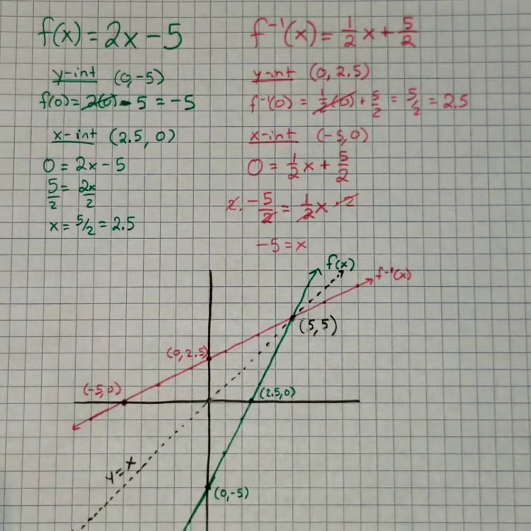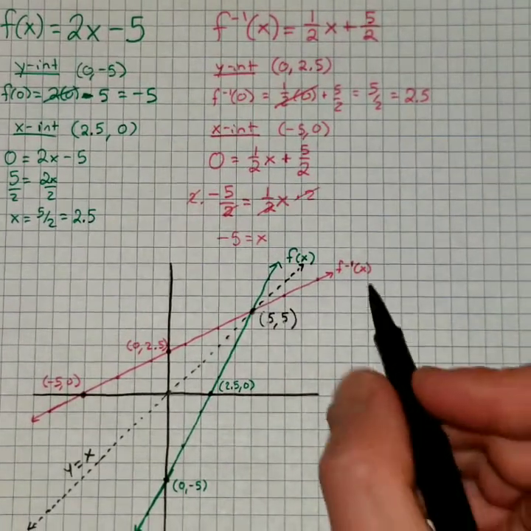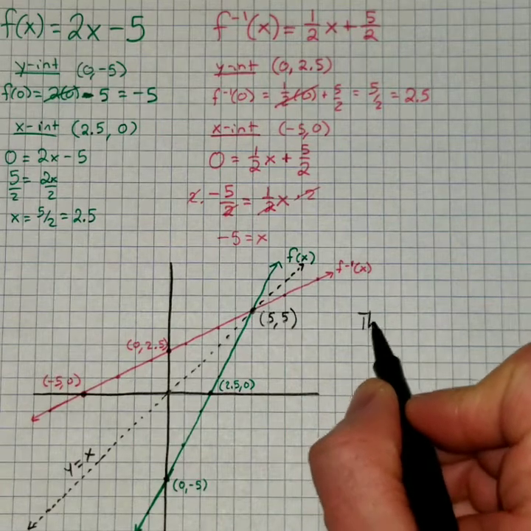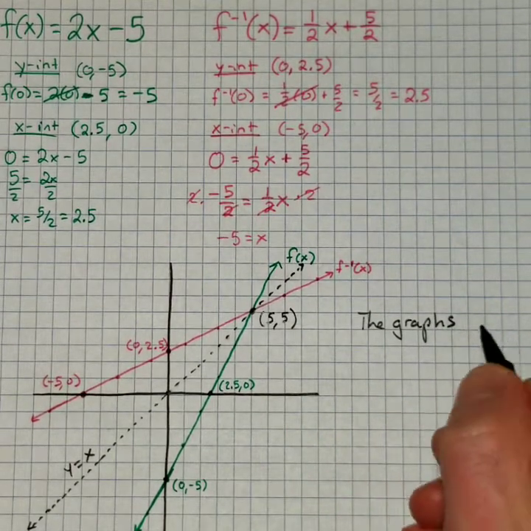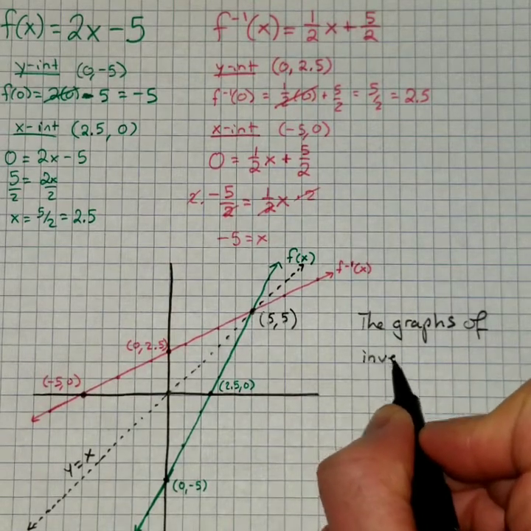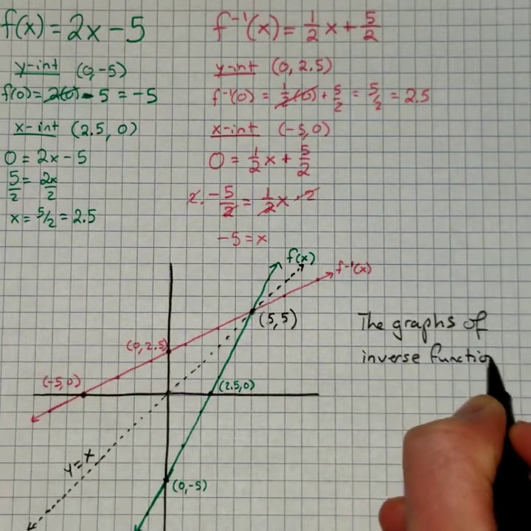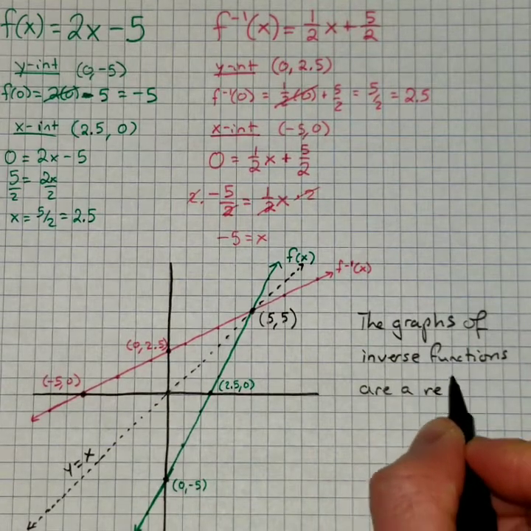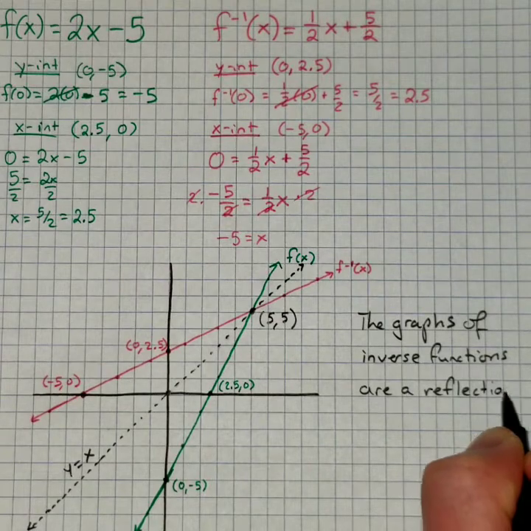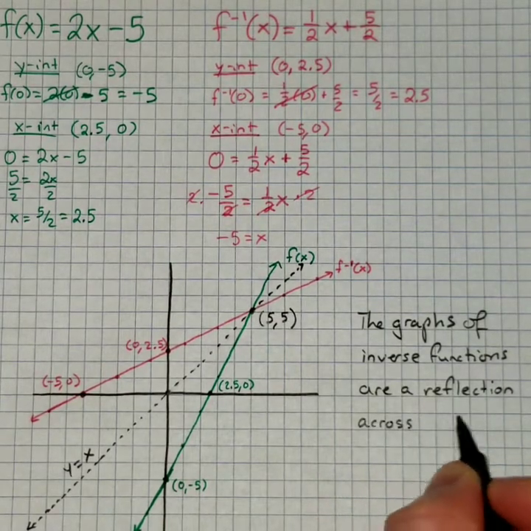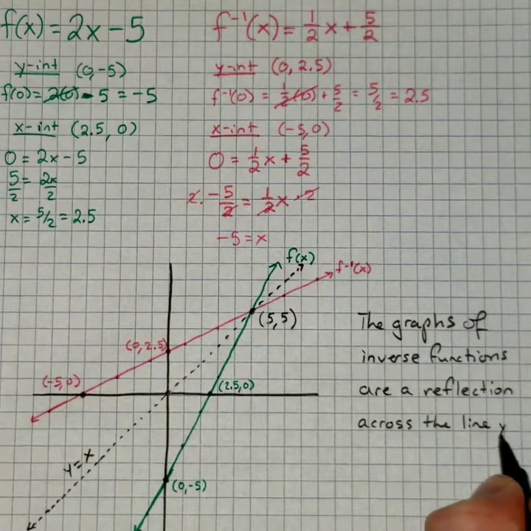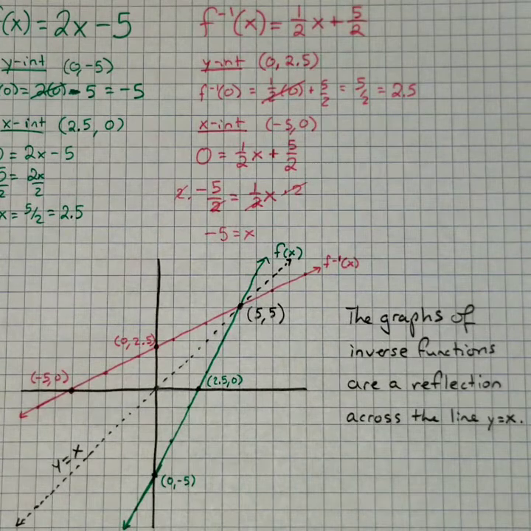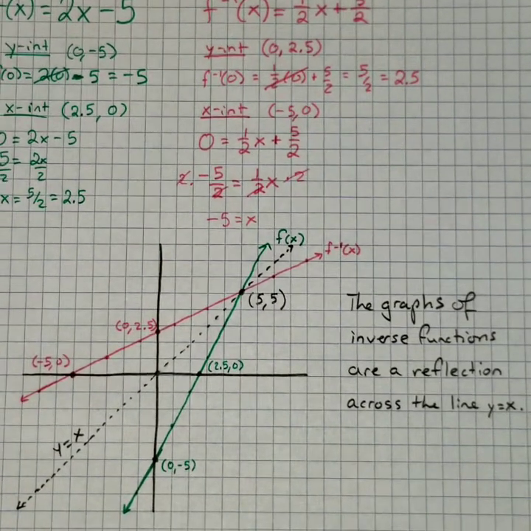That will always happen. So inverse functions, as a general rule, the graphs of inverse functions are a reflection across the line y equals x. And that will always be the case. Now that makes for plotting graphs of inverses nice. And in the next video, I'll show a couple examples of that.